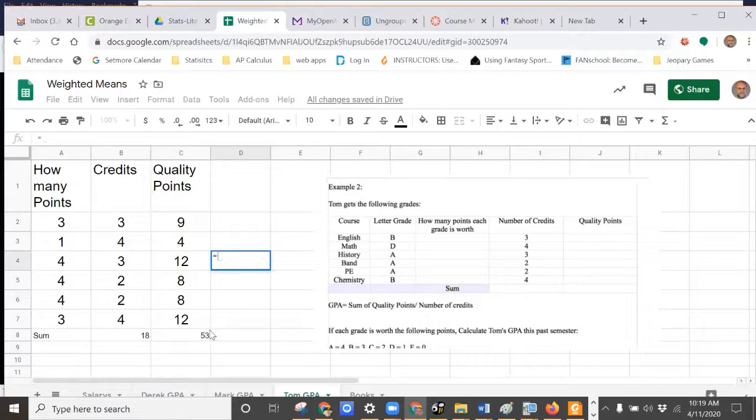so we're going to equals and divide those, right? Divide the sum of the quality points by the sum of the number of credits. So Tom has a 2.94 GPA.